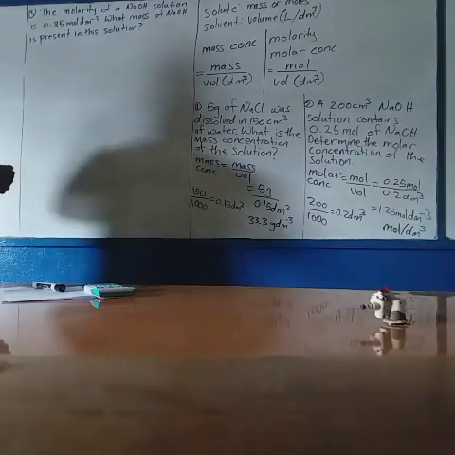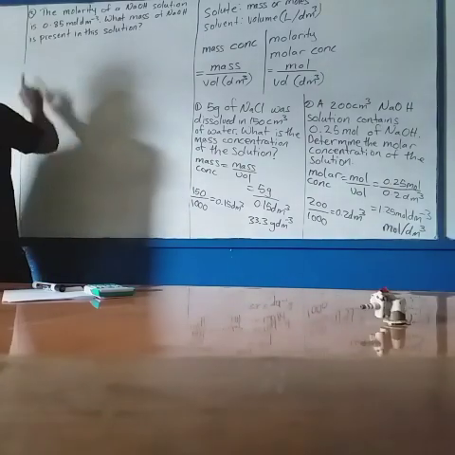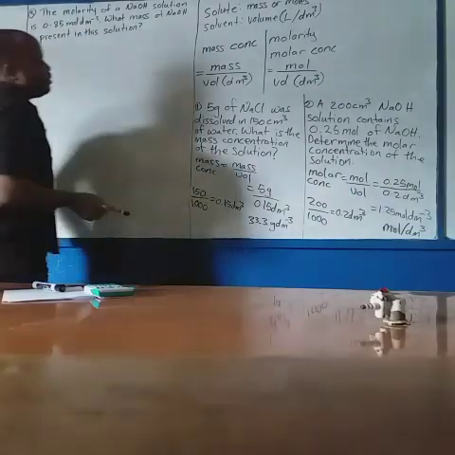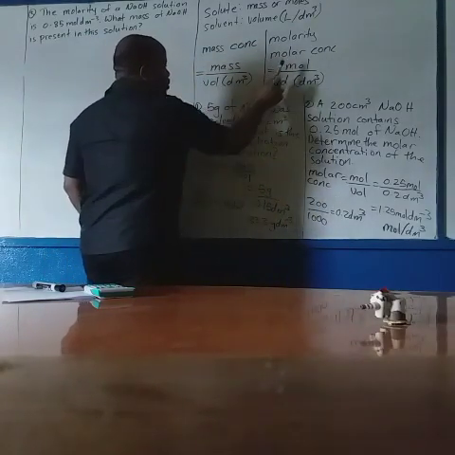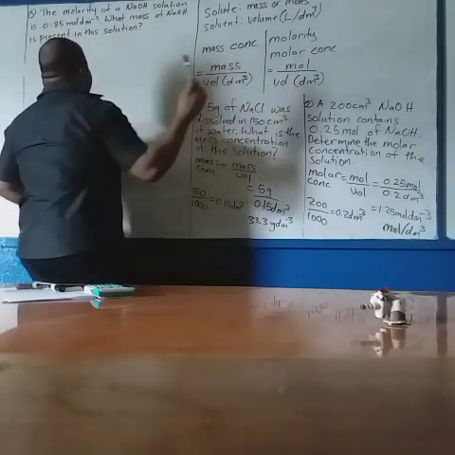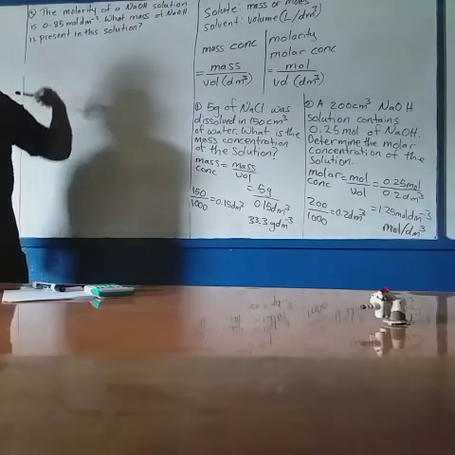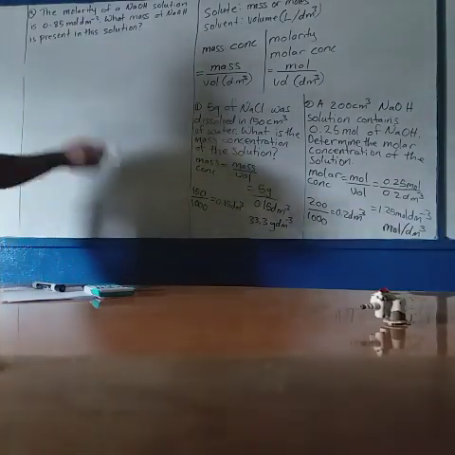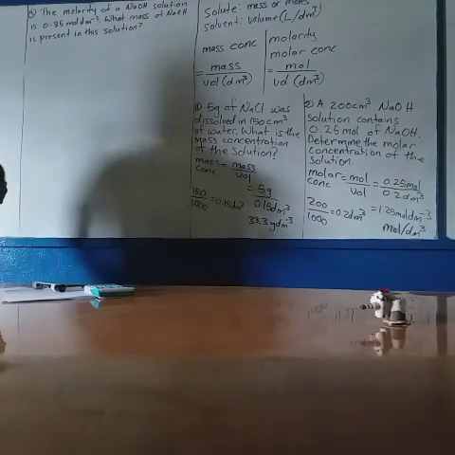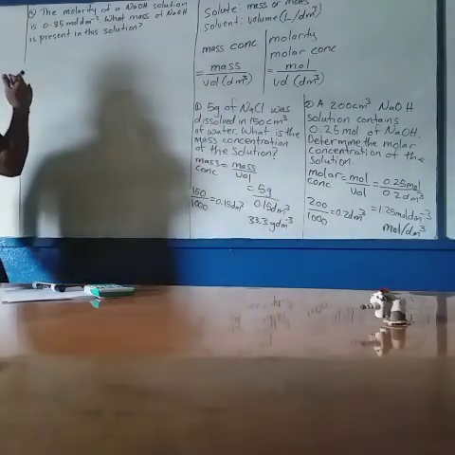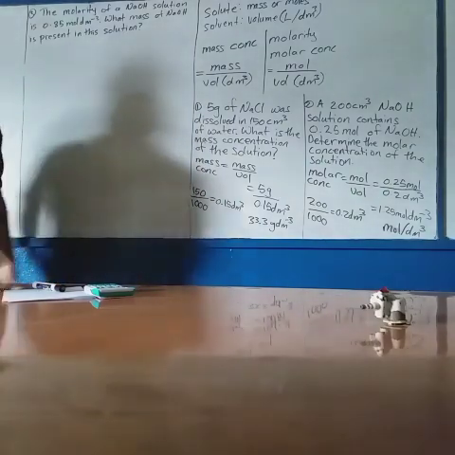Alright, so in this question, all you are given is the molar concentration because it's about the molarity. And remember, molarity is the same as molar concentration. The amount of moles in a specific amount of volume. So when they tell about molarity, it is telling you about the concentration in moles per dm cube. So the molarity of a sodium hydroxide solution is 0.85 moles per dm cube. What mass of sodium hydroxide is present in this solution?